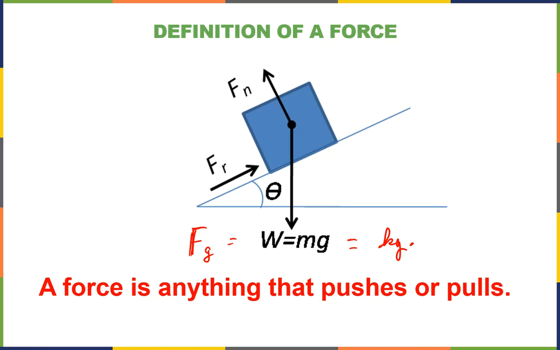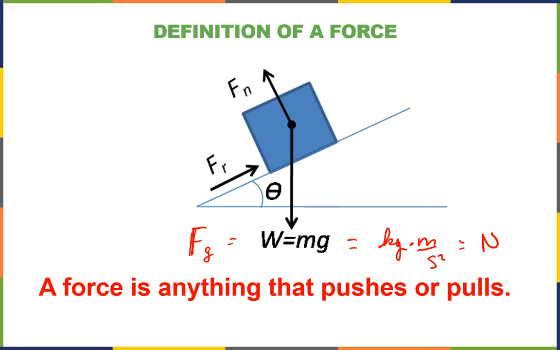g is the acceleration of gravity. What are the units for acceleration? Meters per second squared. So the unit of force is a kilogram times a meter per second squared. And that's a bunch of words to say, so we just shorten it and say that's equal to a Newton.